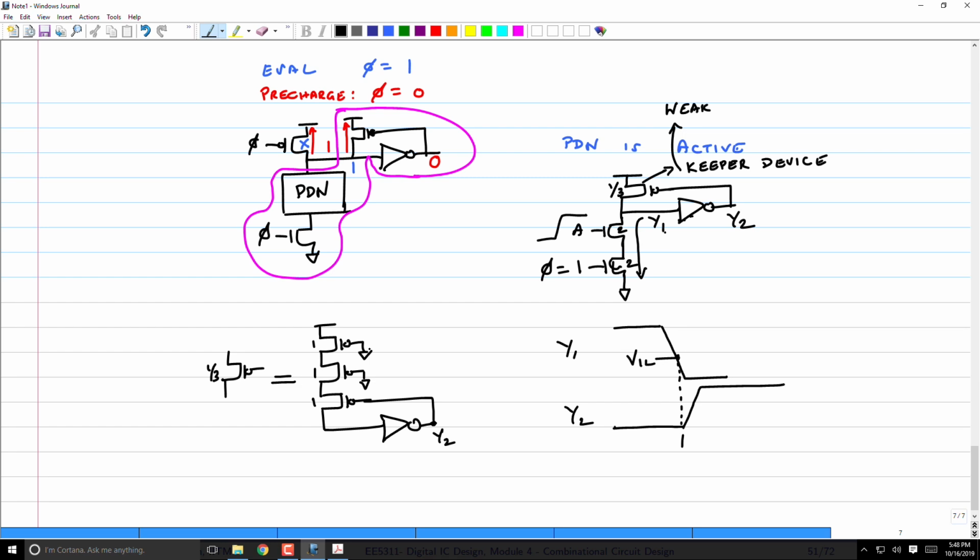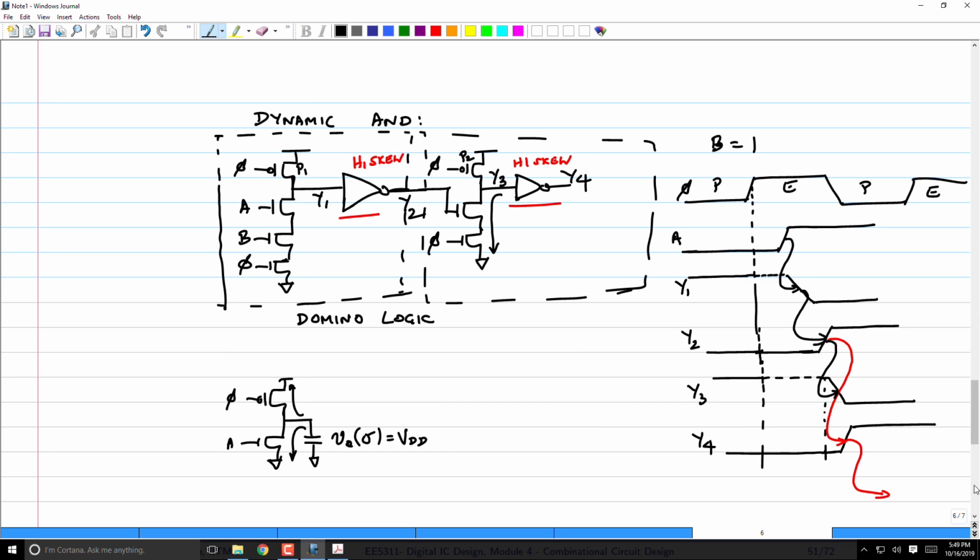So this is the idea behind a weak keeper. So I urge you to go back and redraw this timing diagram that you have here. If I also had a weak keeper, all these floating nodes will vanish. They will all become driven high values. Clear? Okay.